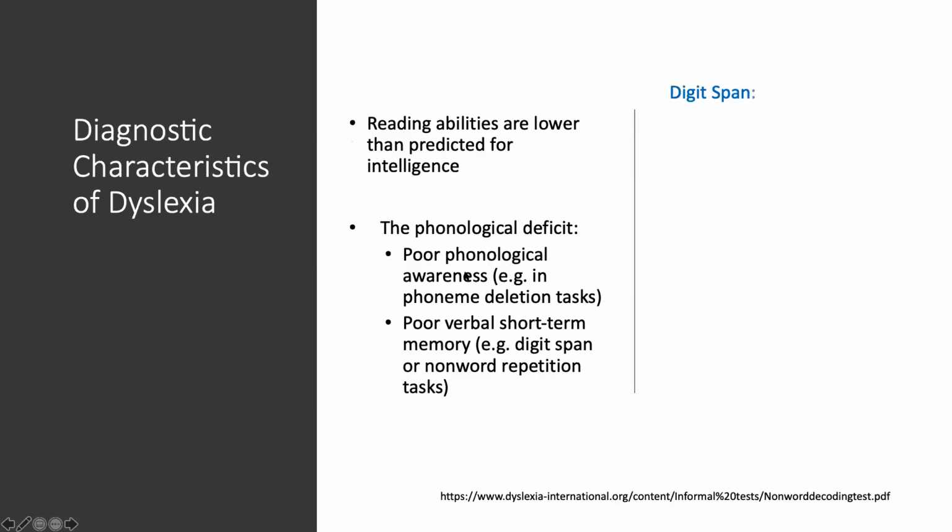And they also seem to have poor verbal short-term memory. So if you test a child with a digit span test, where you show these numbers, so 2, 7, 1, 9, and then you ask them to repeat it, they'll likely have a lot of difficulty repeating it because they'll have trouble holding that verbal information in their memory.